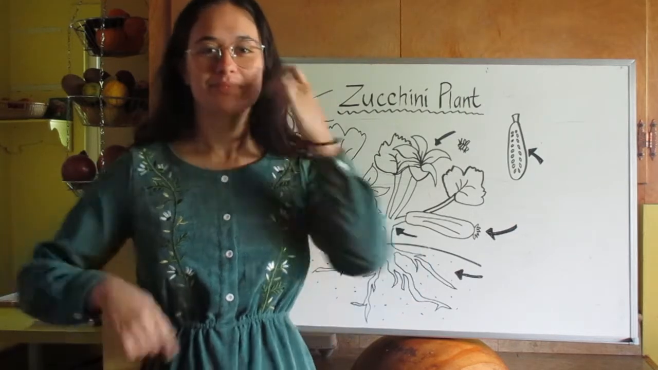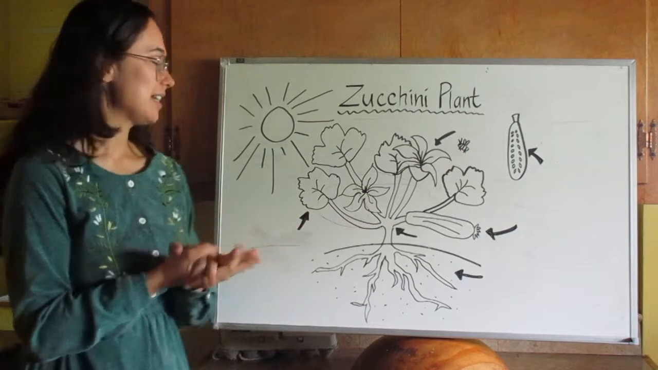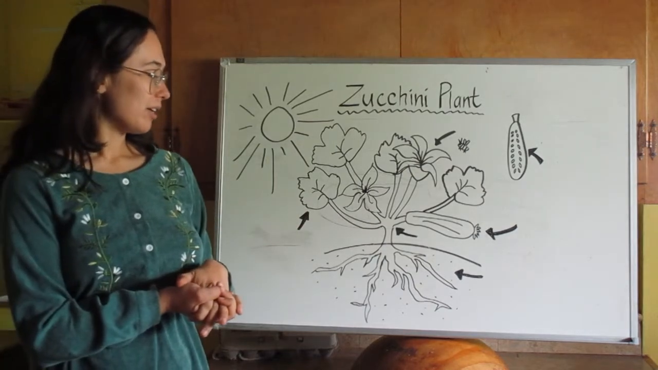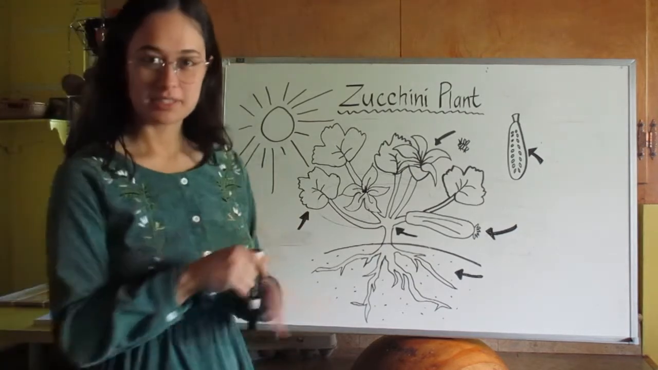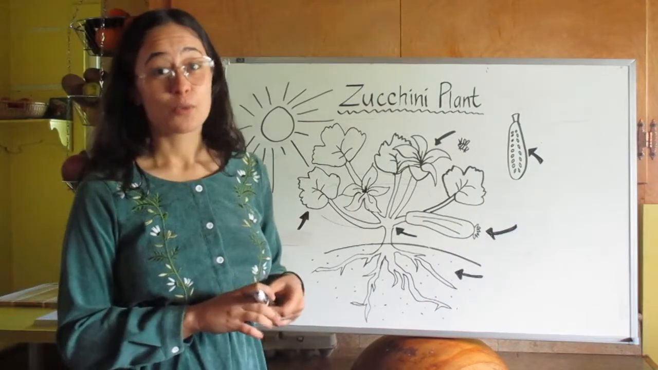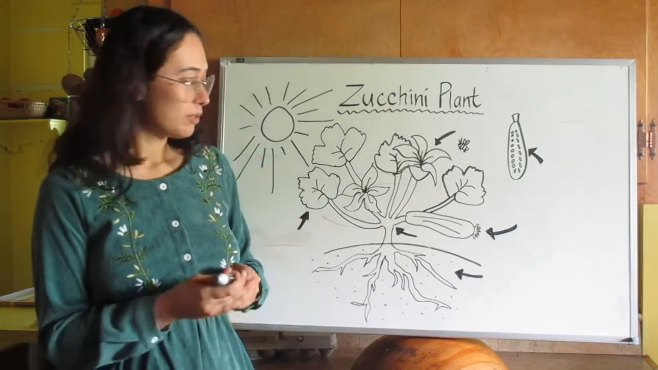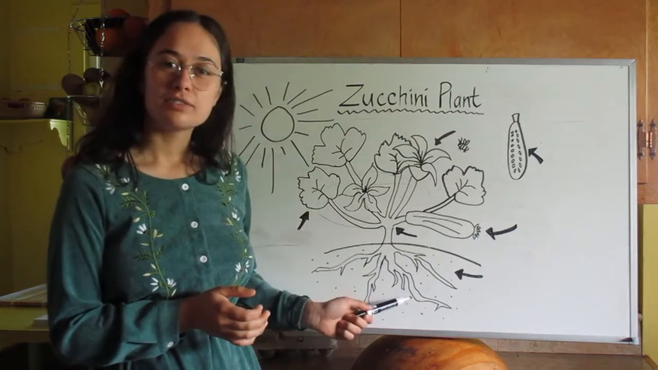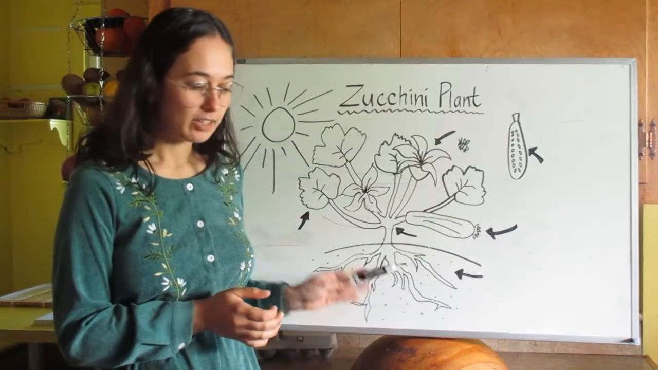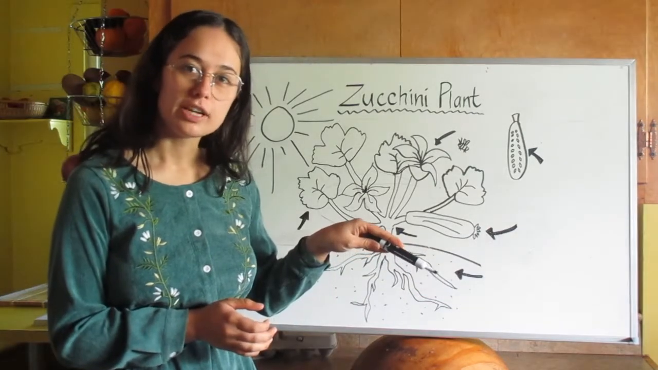Let's find out. Alright. So here we have a zucchini plant, and we are going to start with talking about the roots. So the roots serve a really important function in all plants. Roots are below the surface of the soil, and they're kind of like giant straws that go into the earth and suck up the water and the nutrients.